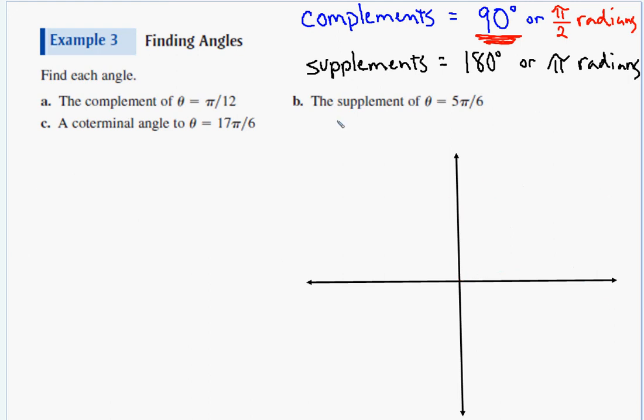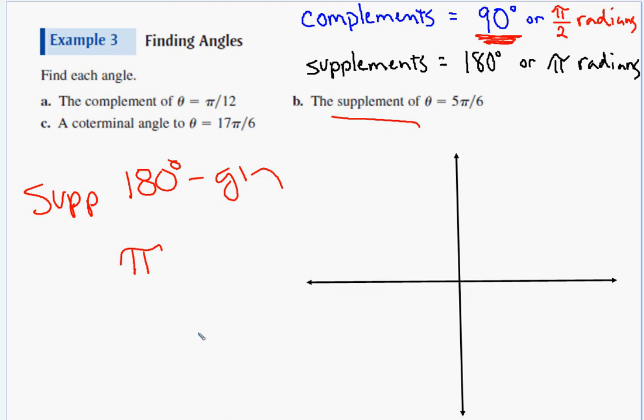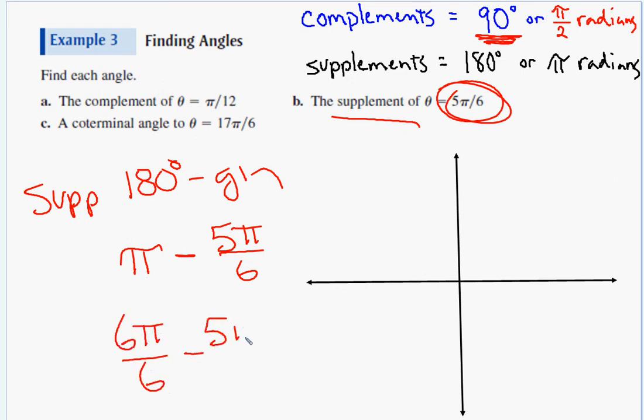All right. Letter B is asking for a supplement. Remember, for a supplement in degrees was 180 minus the given angle. Well, in radians, 180 degrees is 1 pi radian. And from that, we're going to subtract the angle they gave us, 5 pi over 6. So for our common denominator, 1 pi would be 6 pi over 6 minus 5 pi over 6. Numerator, 6 pi minus 5 pi is 1 pi.